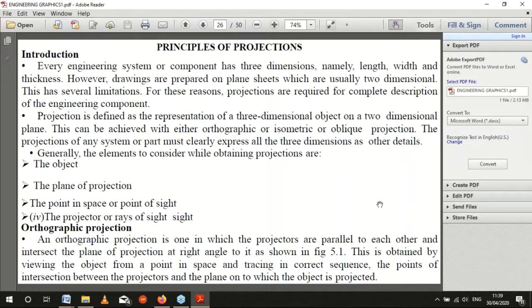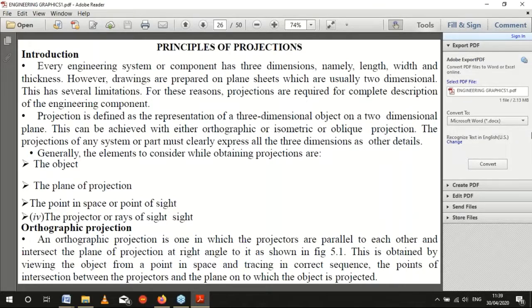Orthographic projection. Orthographic projection is one in which the projectors are parallel to each other and intersect the plane of projection at right angle to it. You can see that in the figure 5.1, as shown in the diagram below. That is my slide 27, there in slide 27.